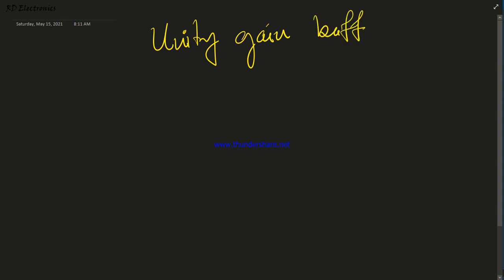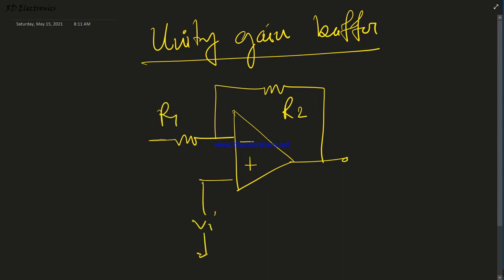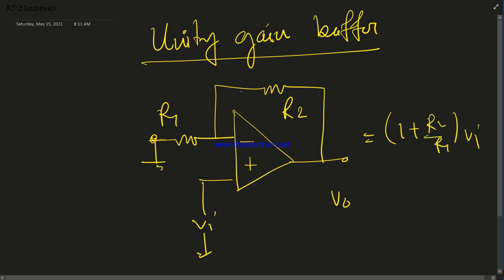What is it? The unity gain buffer concept comes from the non-inverting amplifier, because in the non-inverting amplifier we see that one resistance is connected and another resistance is in feedback. This is R2, this is R1, and here we apply V input, this is grounded, this is output. So what is the formula? 1 plus R2 by R1 into V input. In this circuit, if we short circuit this, that means R2 equals 0, and open circuit this, that means R1 equals infinity. So that's why we get output equal to input.